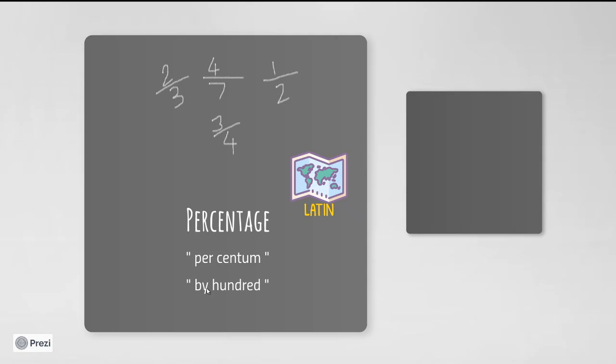Now, percentage is always related to 100. That means divided by 100. Now there's a symbol for percentage, and how to write the symbol for percentage.